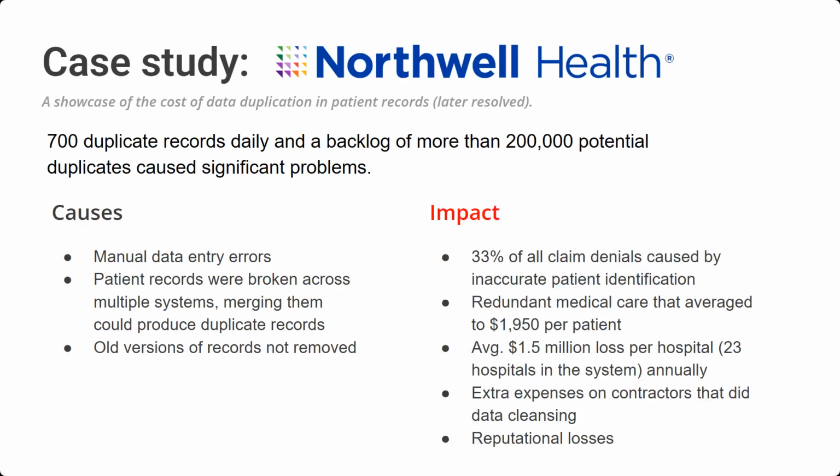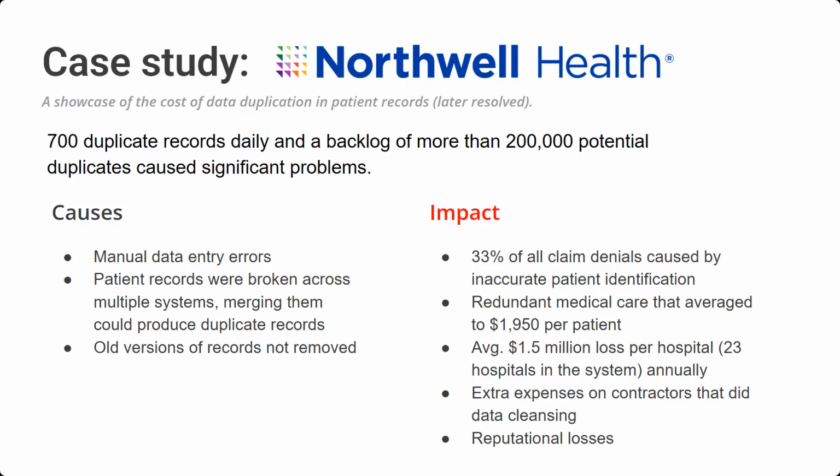So what problems? First of all, they had a very high percentage of claim denials. They created claims, but they were denied because those claims contained wrong patients. They couldn't identify patients reliably. That led to wrong claims, and a high percentage of those claims were denied. So they were losing money on that.